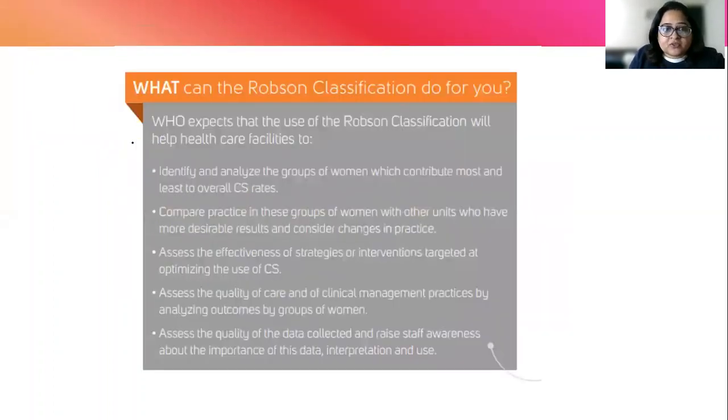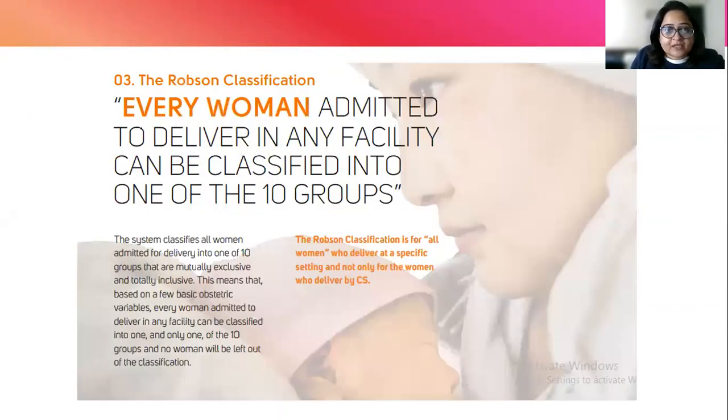Okay. So this is the same thing. This is basically what the use of it is. It identifies women, groups them up, classifies the cesarean section rate in each group, and then you can compare it with different facilities. So every woman admitted to deliver in any facility can be classified into one of the 10 groups that are mutually exclusive and totally inclusive. This means that based on a few basic obstetric variables, every woman can be classified into one and only one of the 10 groups.